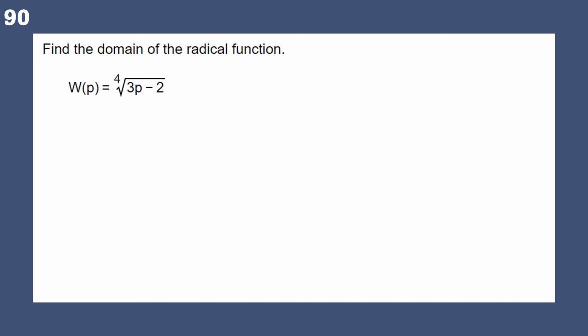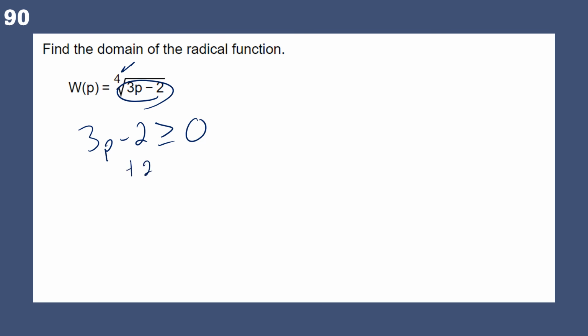Find the domain of this radical function. Now, radicals, if they're even powered or even index, can't be negative. In other words, what's in there, the 3p minus 2, has to be greater than or equal to 0. So we're going to solve that and figure out the answer. The domain should be the answer to that inequality.